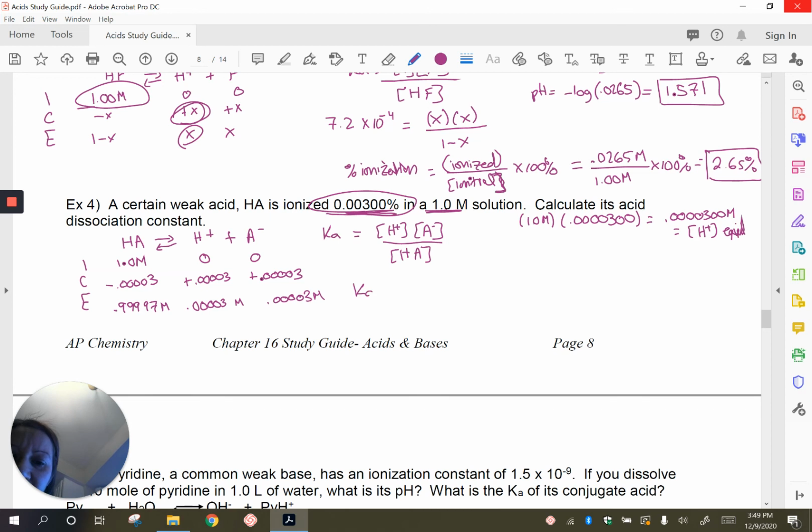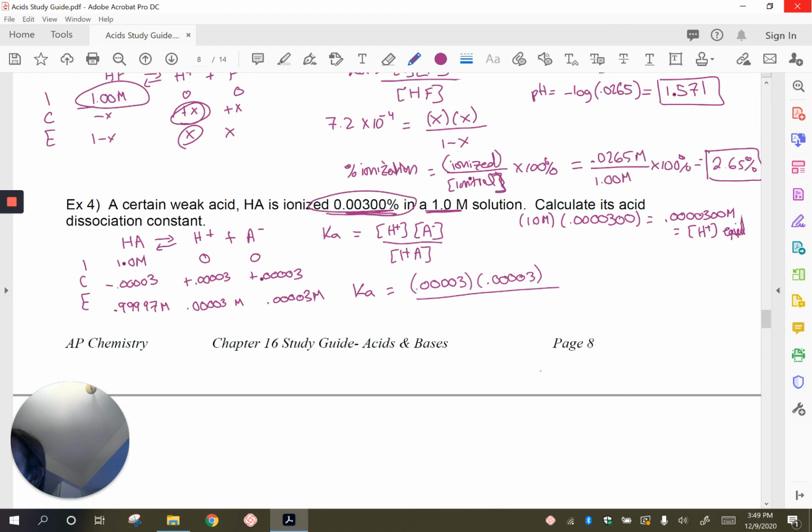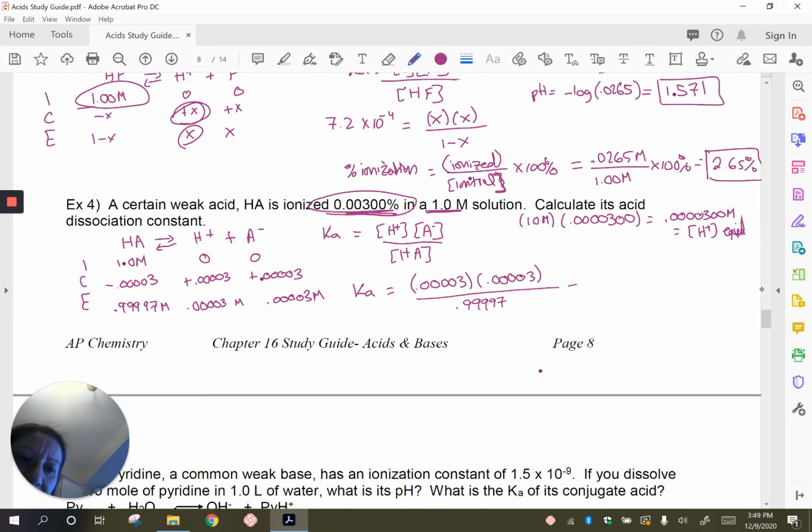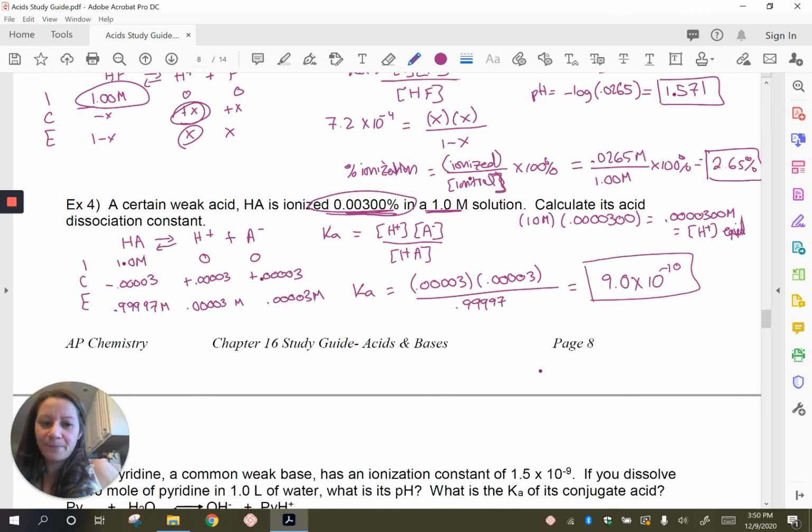So back into our Ka expression, 0.00003 times 0.00003, lots of zeros here, over 0.99997. And so this gives me 9.0 times 10 to the negative 10th. And that's my answer. Very small.